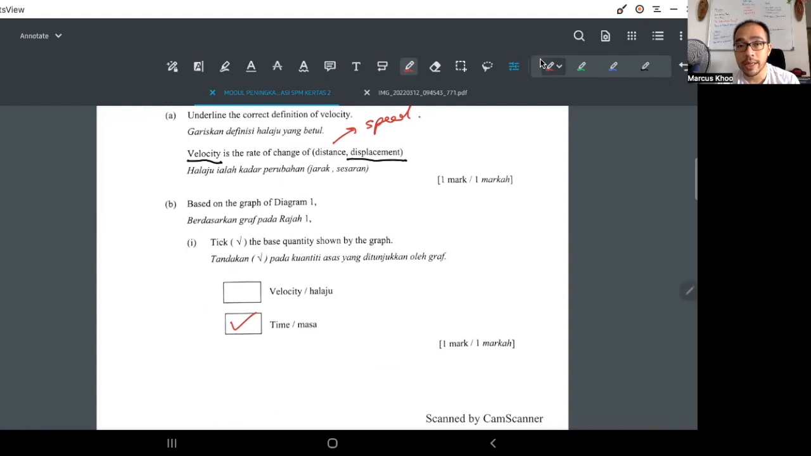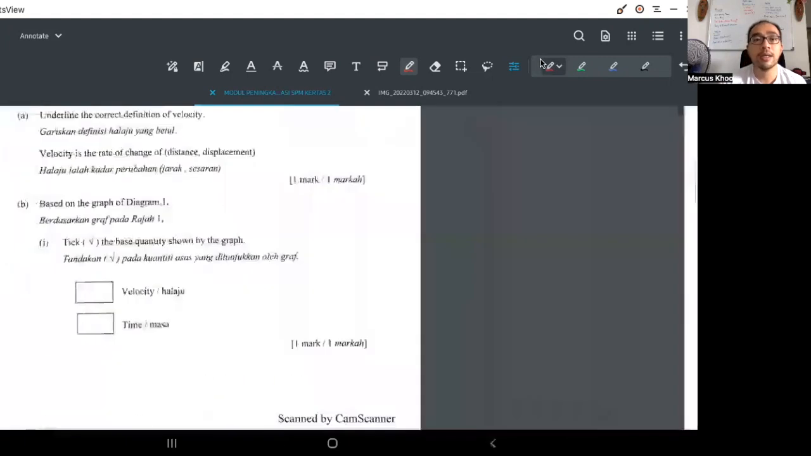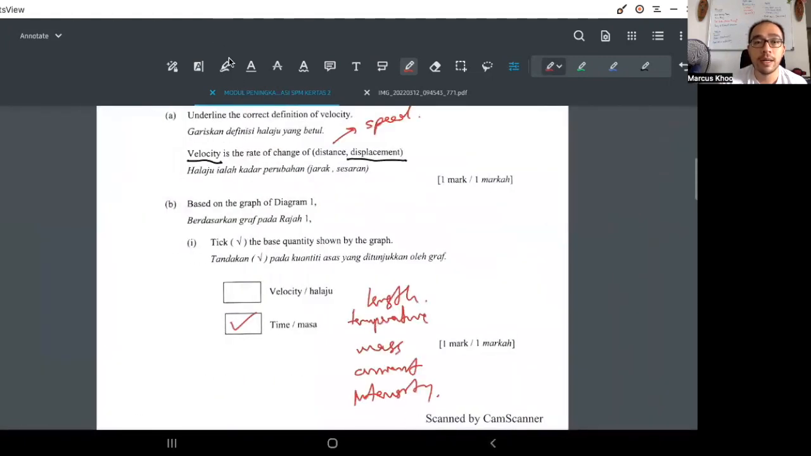Just to remind you that the base quantities are time, temperature, mass, current, intensity, and oh, length, sorry. All these are base quantities. So time, length, temperature, mass, current, and intensity. I think there's one more, but I can't remember. Amount of substance. Maybe.